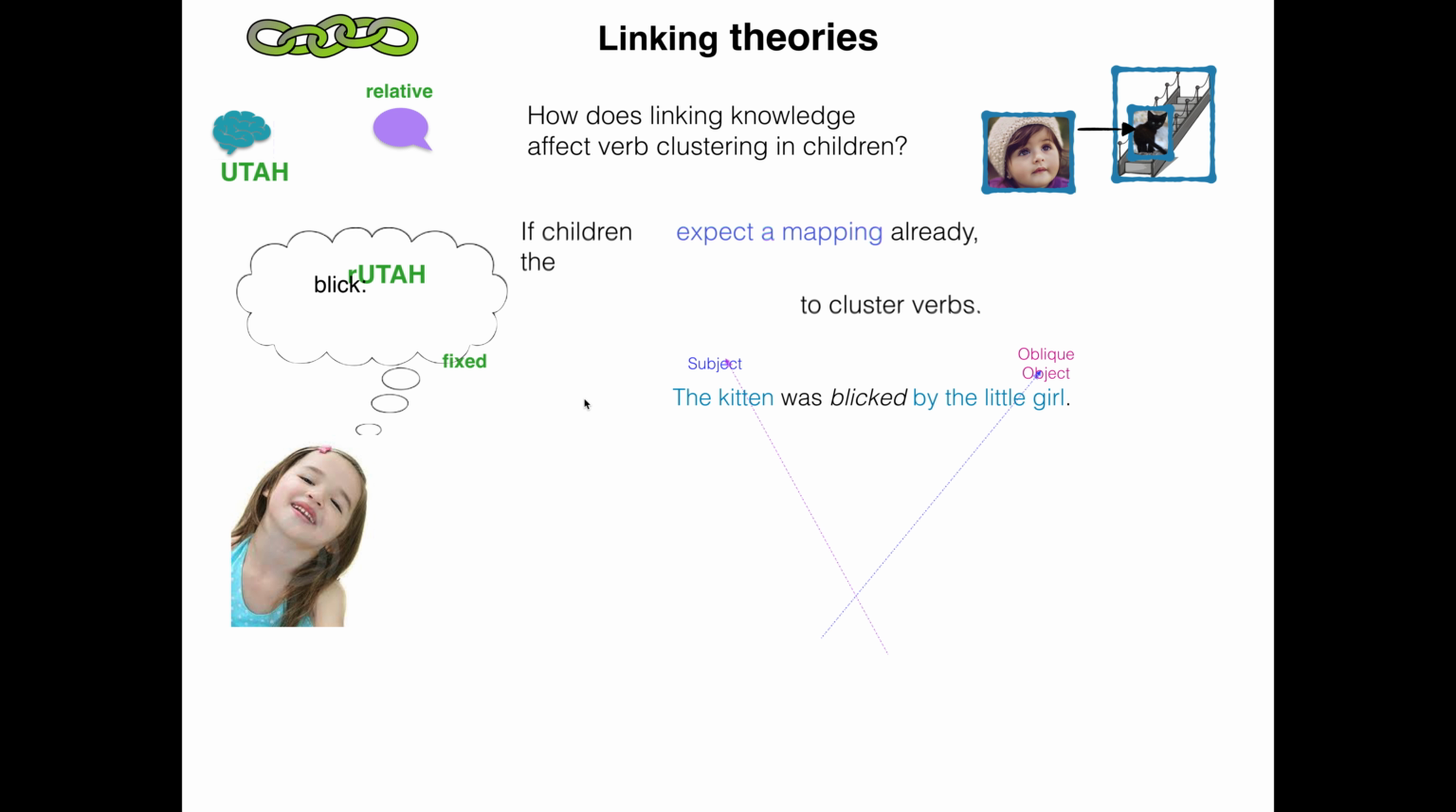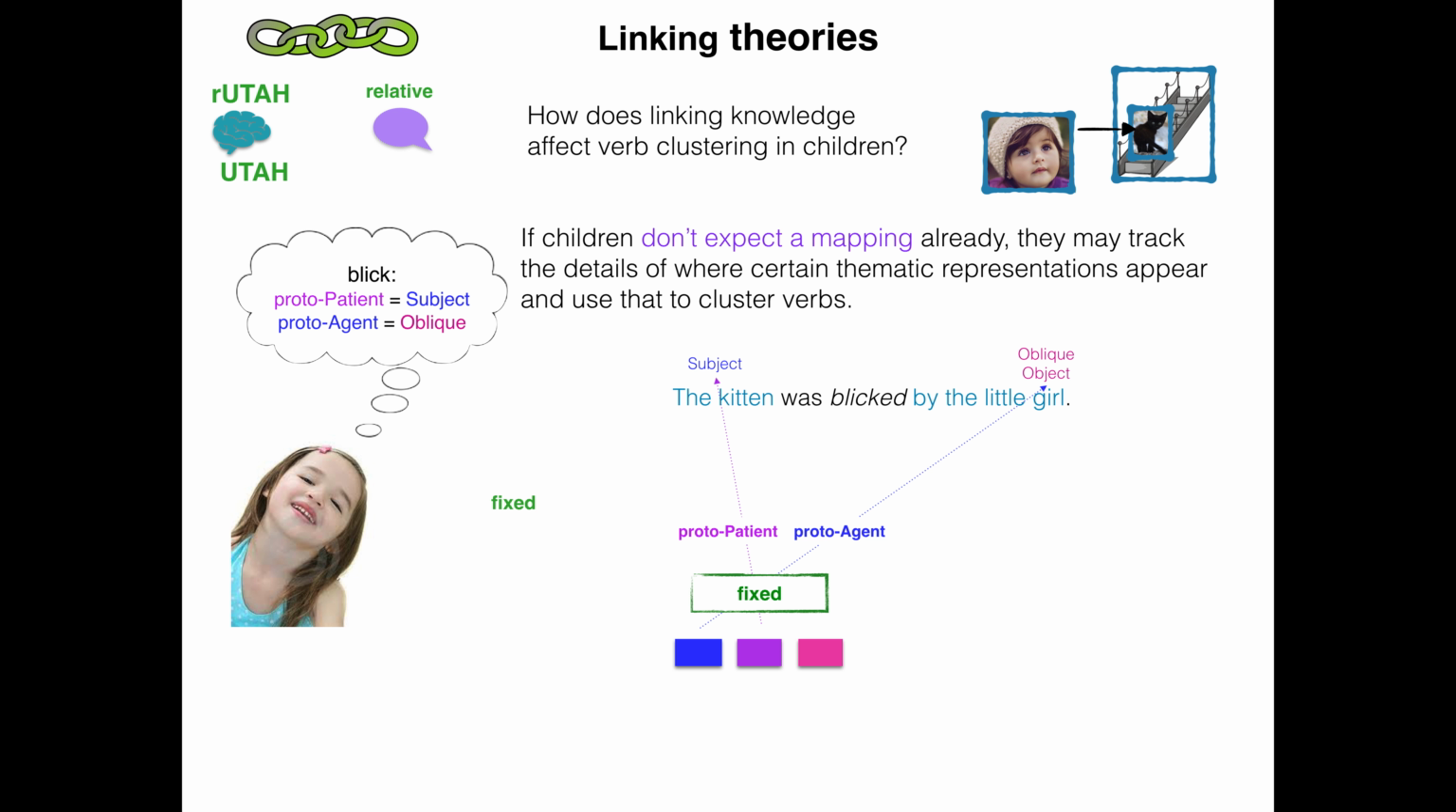If, however, children don't expect a mapping already, then what they may do is track the details of where certain thematic representations appear and use that to cluster verbs. So in this case, they have, say, a fixed representation and they don't have any expectation of what goes where. They're just paying attention to the fact that proto-agent went here and proto-patient went there. They're encoding the details, really, of the distribution of these thematic representations in a way that they didn't before if they already expected a mapping.